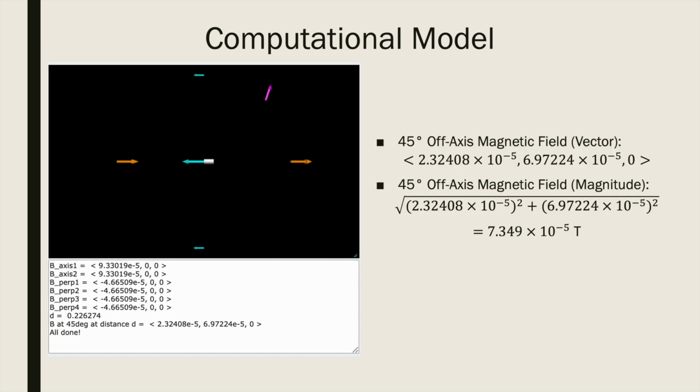Here are the results from the computational model showing the arrows for on-axis, perpendicular axis, and 45 degrees off-axis. We can use the vector magnetic field of the off-axis arrow to find the magnitude, which is calculated to be 7.349 times 10 to the negative 5 teslas.